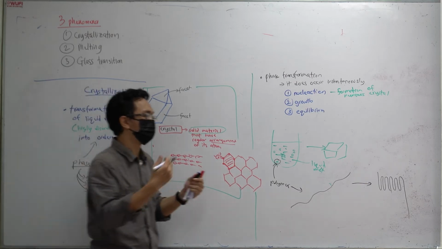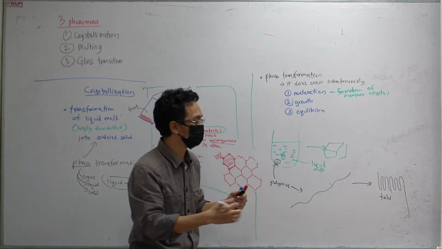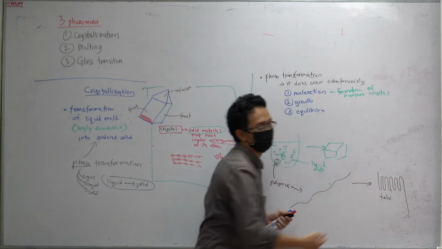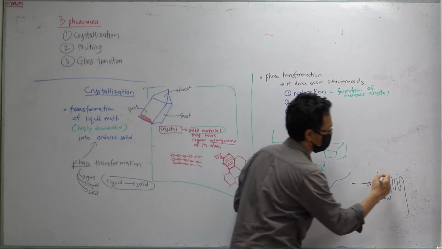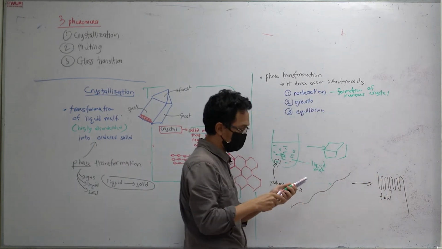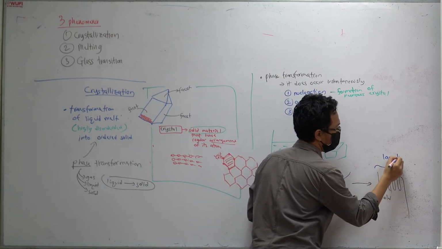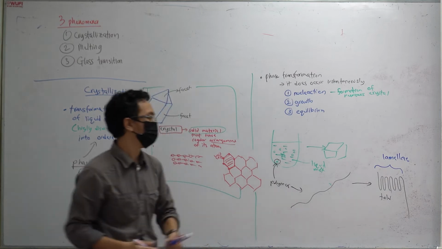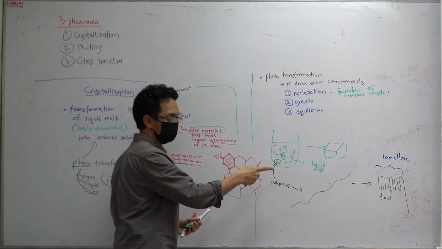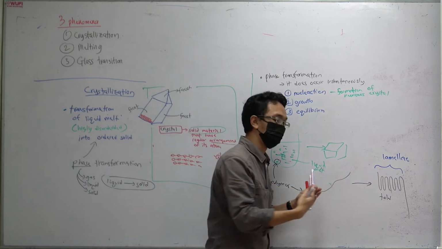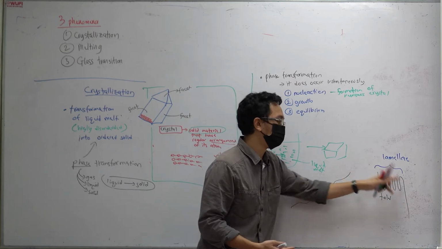The chains have this fold. They fold in such a way that you have this regular arrangement again and again. This we call lamellae. Okay, lamellae. So that is basically, when we talk about polymer crystallization, what is meant by the crystalline part of the polymer.